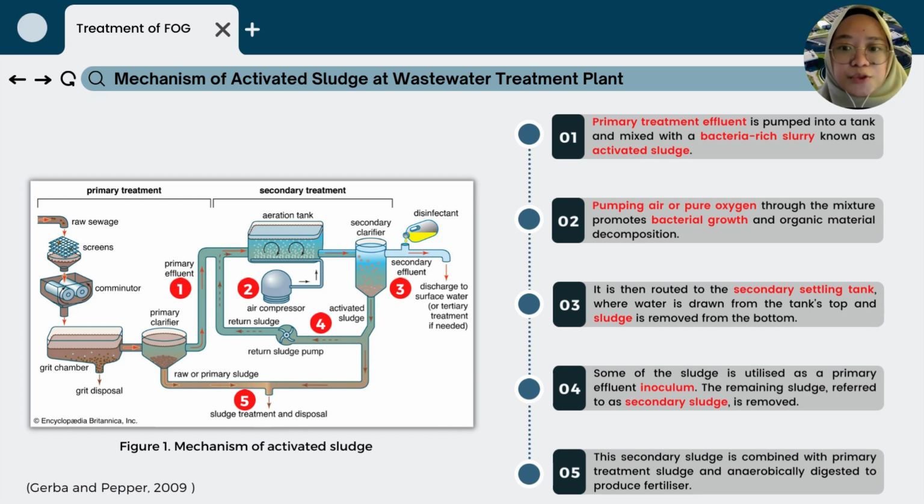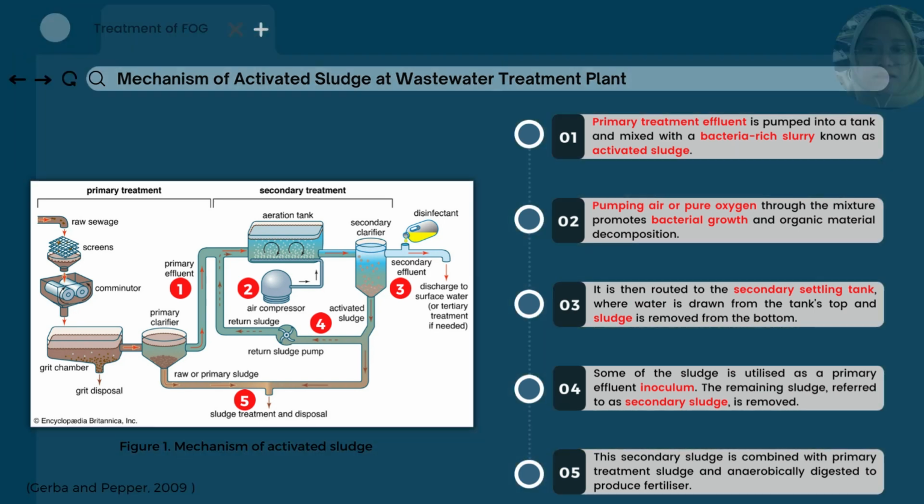It is then routed to the secondary settling tank where water is drawn from the tank's top and sludge is removed from the bottom. Some of the sludge is utilized as a primary effluent inoculum, and the remaining sludge, referred to as secondary sludge, is removed. This secondary sludge is combined with primary treatment sludge and anaerobically digested to produce fertilizer.